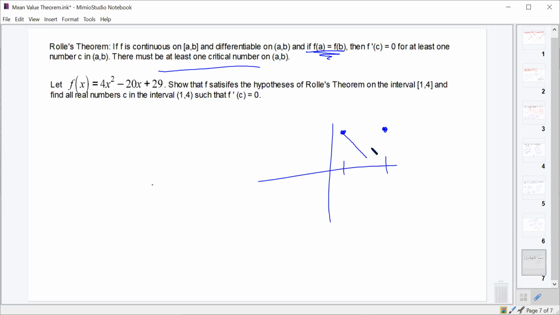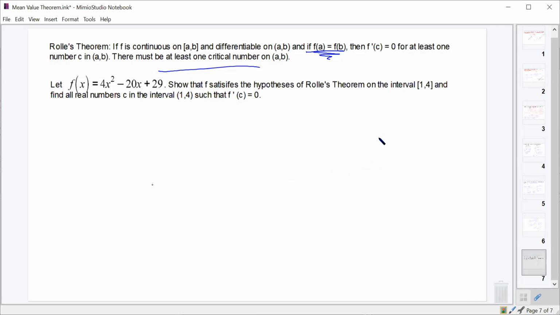What if I do it like this? Is there a place where the derivative equals 0? No. No, but the reason why there isn't is because the function is not differentiable on the entire interval. So this one doesn't meet the hypotheses of the theorem. Good, makes sense?